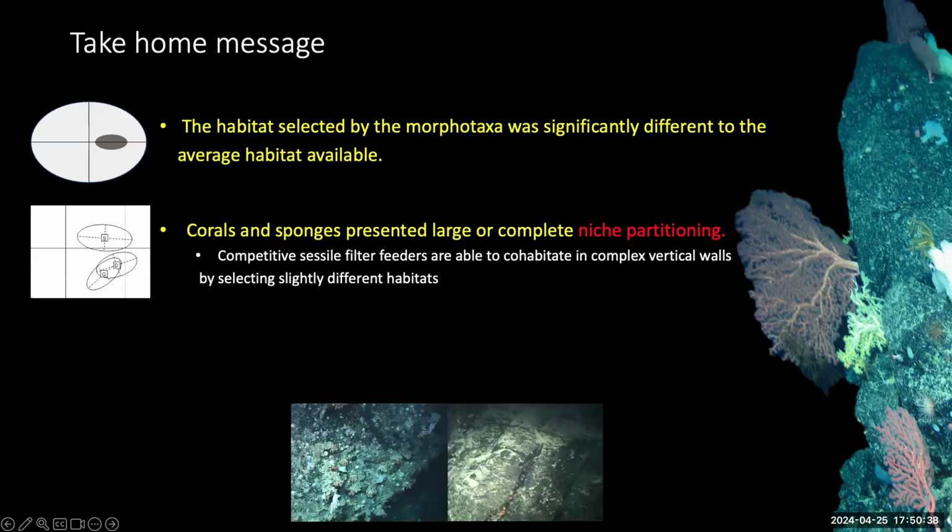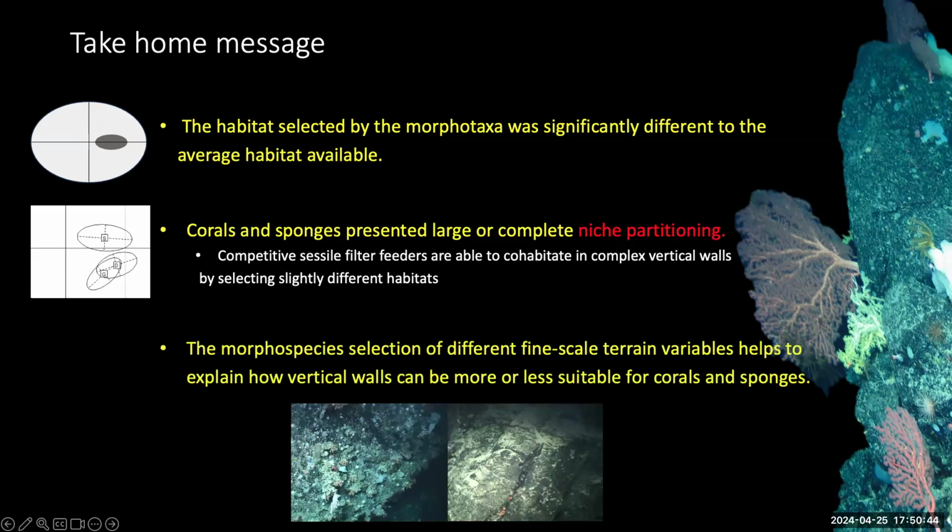So you might remember this image with a wall full of organisms and another of bare bedrock. The morphospecies' selection of different fine scale terrain variables can help to explain how vertical walls can be more or less suitable for corals and sponges. If we think about this pine tree, we see again that vertical walls that might have more heterogeneity in terms of roughness, but also different orientations, might provide more areas for different organisms to partition their habitat through niche differentiation and be more biodiverse and full of life.